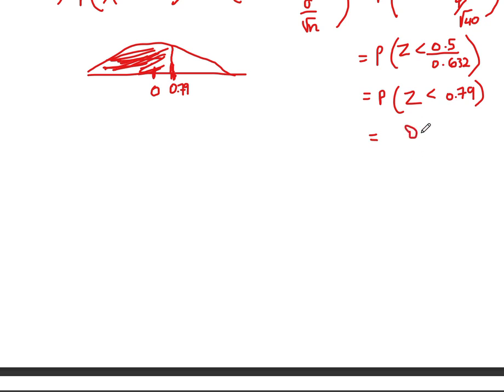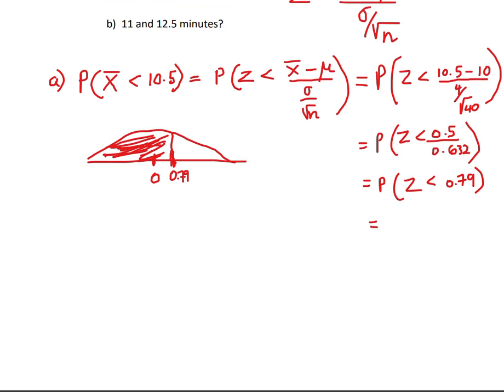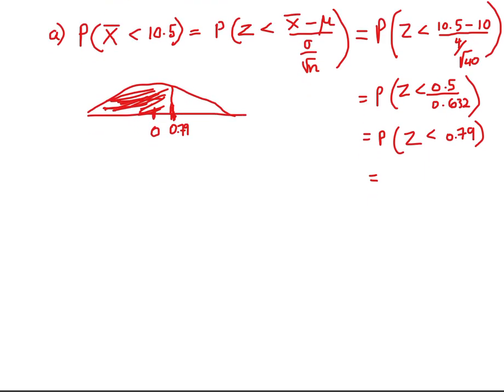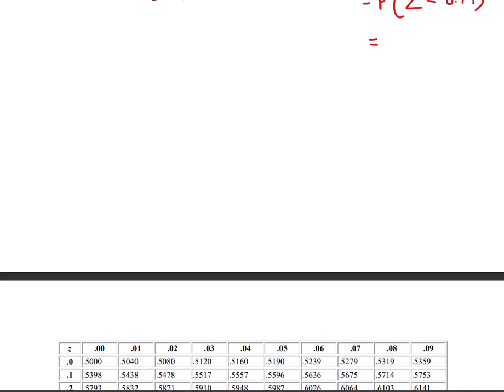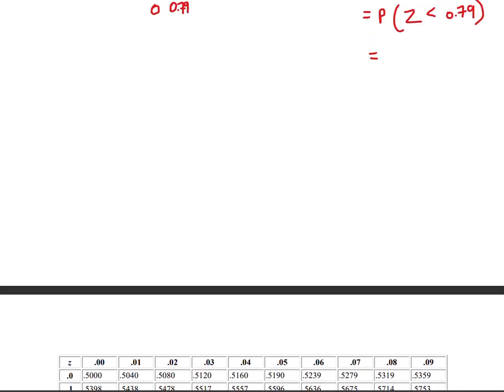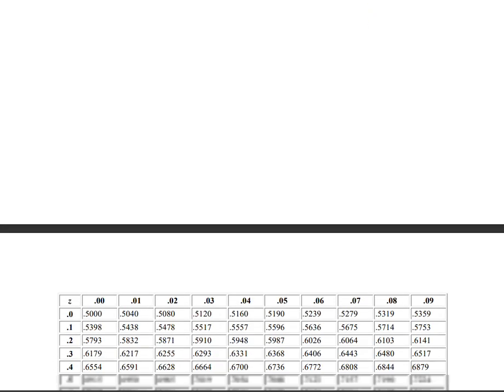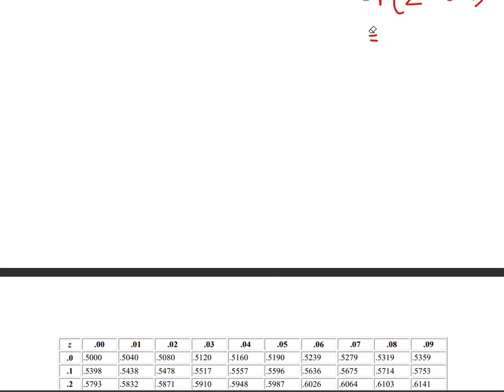So our answer here is 0.7852, or we could say 78.52%. So what this means now is that there's a 78.52 percent chance that the average time taken to complete a mortgage will be less than 10.5 minutes. As you will appreciate, this can be very important in decision making and inform interventions that businesses need to make to improve operating efficiency.